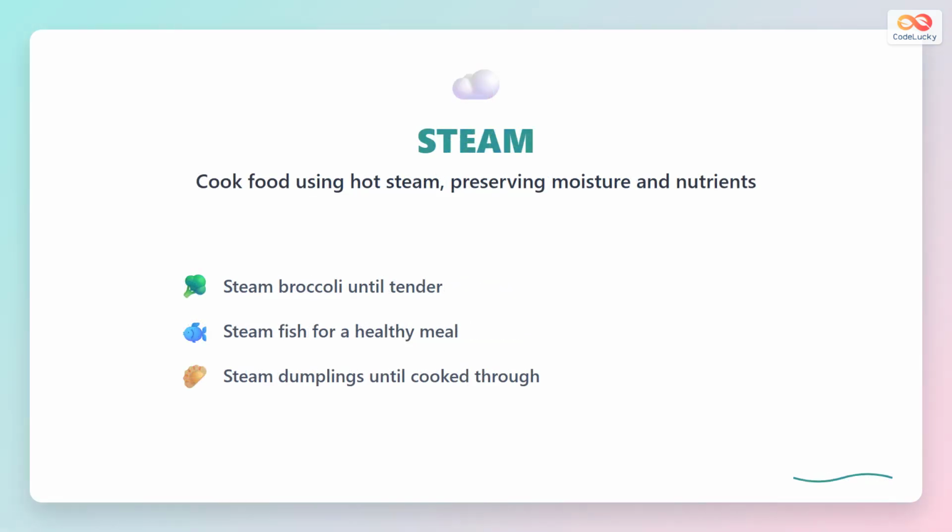Steaming cooks food by surrounding it with hot steam from boiling water. This gentle method keeps the food moist and preserves nutrients. Commonly steamed foods include broccoli, fish, and dumplings.